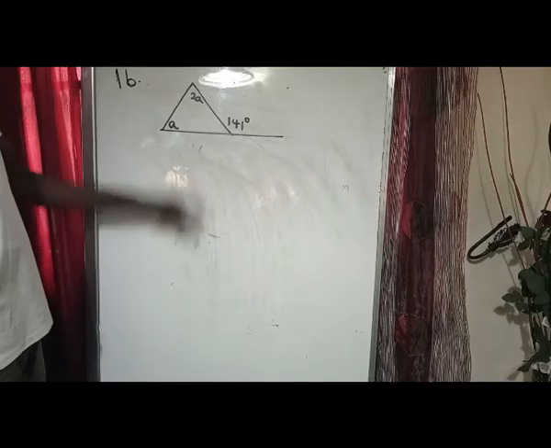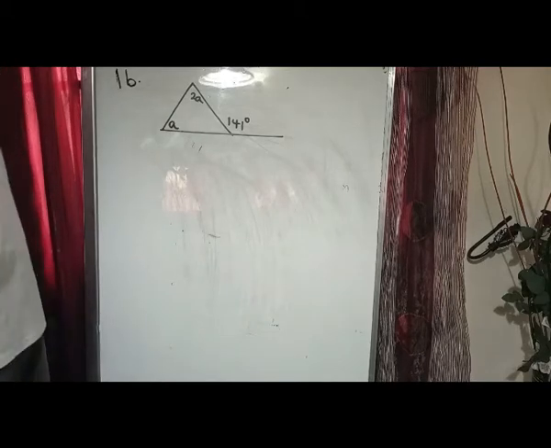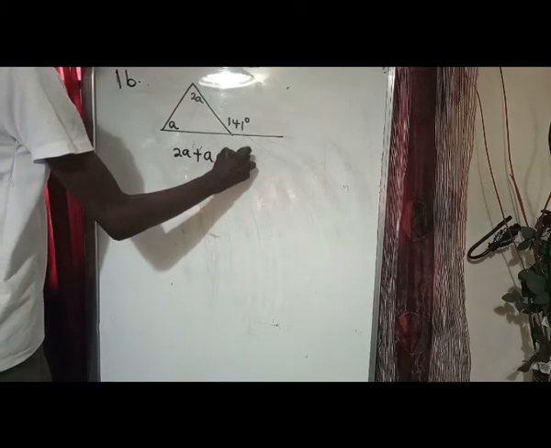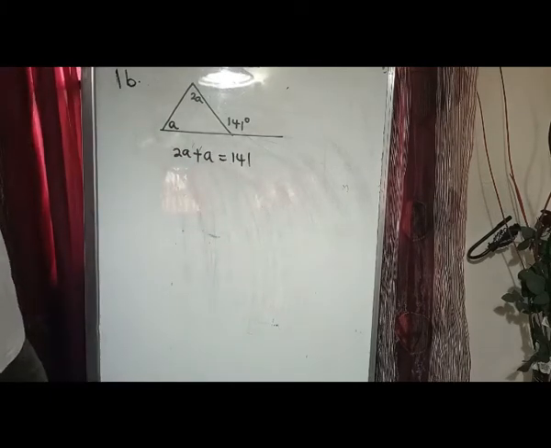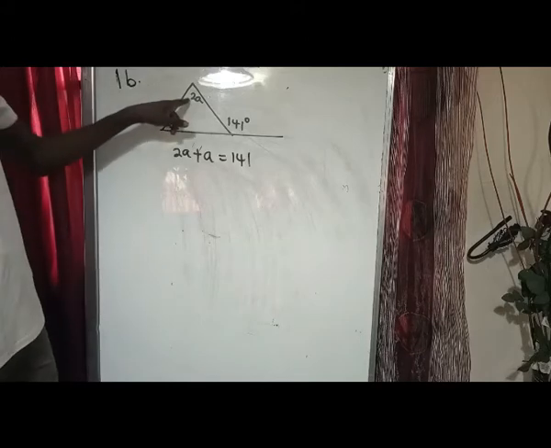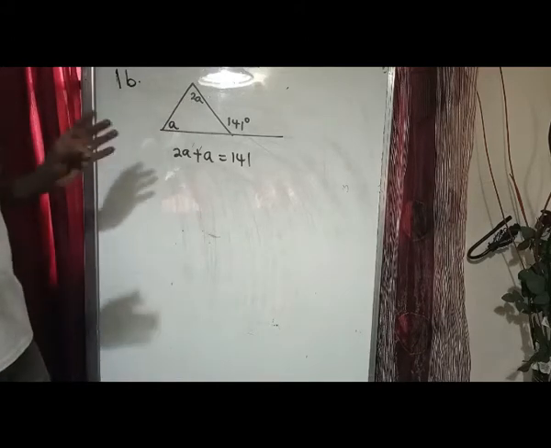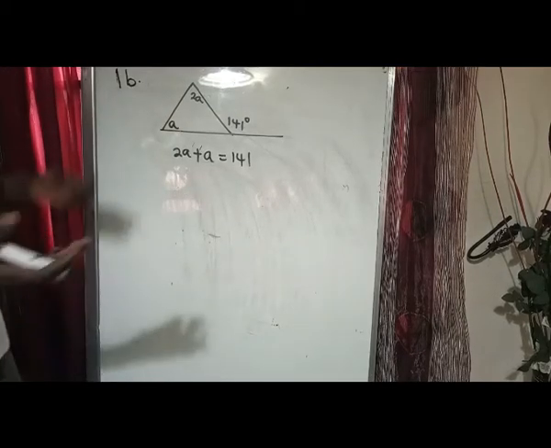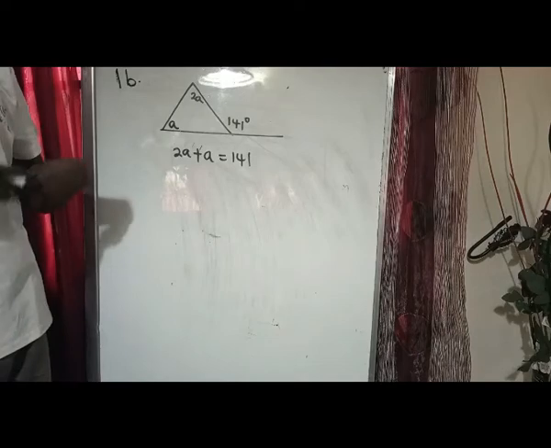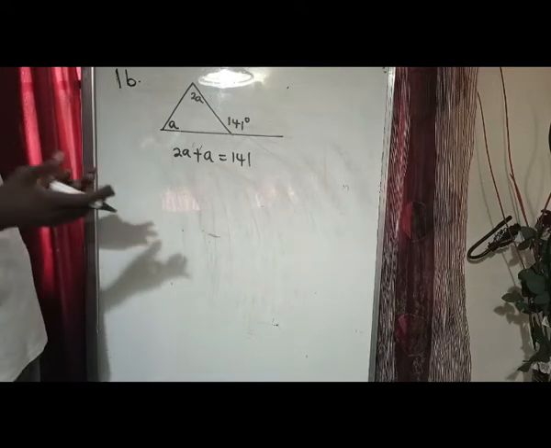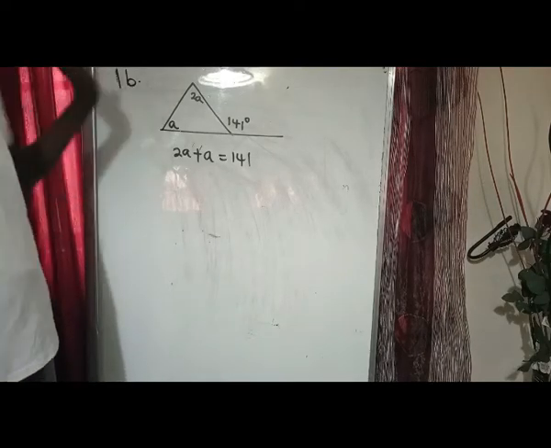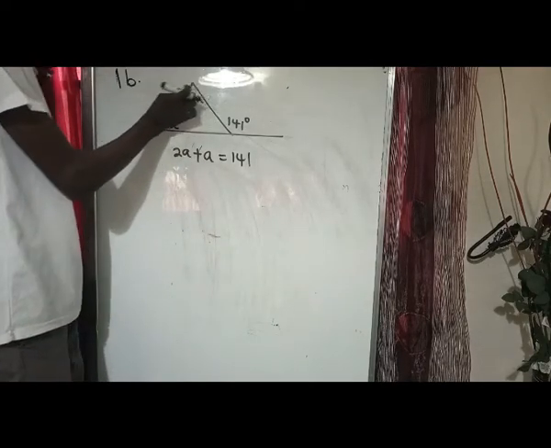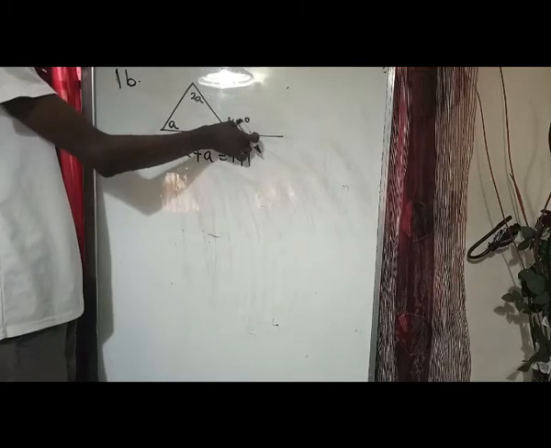Now, to obtain A, what we simply do is to say that 2A plus A is equal to 141. And the question will be, what's the reason for that? There is a theorem from formal geometry. As a matter of principle, I try as much as possible not to tell you this is theorem 1, theorem 2, or theorem 3. I try to allow you to play with the theorems and then understand the implication of the theorem. So there's a theorem that says that if I add the opposite interior angles, it will give me the exterior angle.